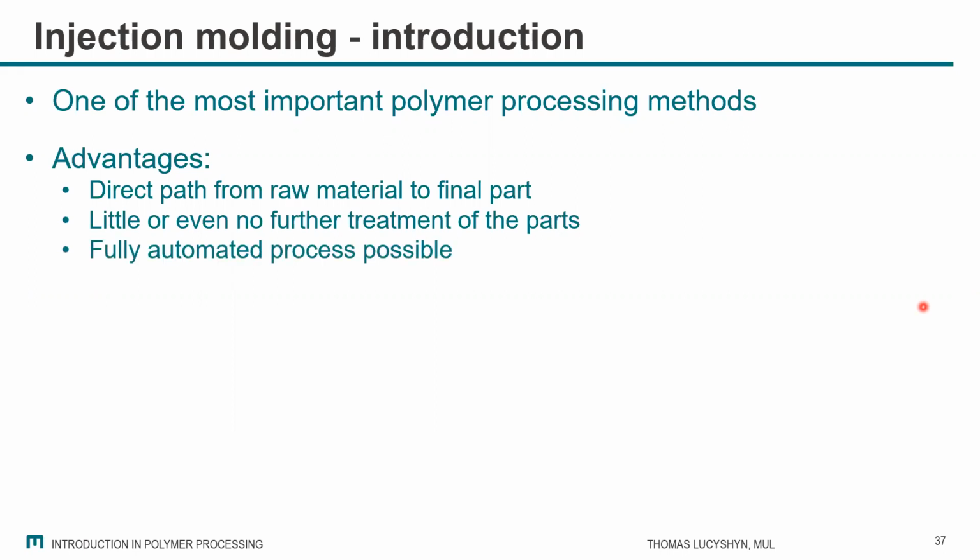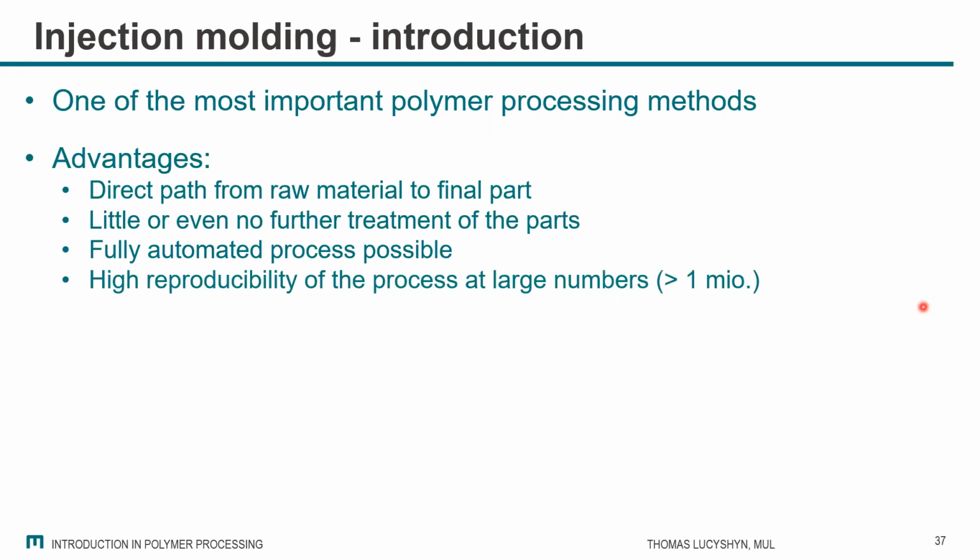And it's also possible to use a fully automated process. That's why also in Europe we still have quite a lot of injection molding happening, because there are not too many persons involved. And also what's really good is you have a very high reproducibility of the process, even at very large numbers. So it's a process which is intended to be used for mass production, not for 10 parts. Injection molding would be way too expensive for that.